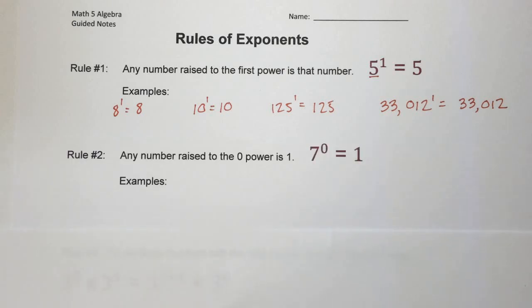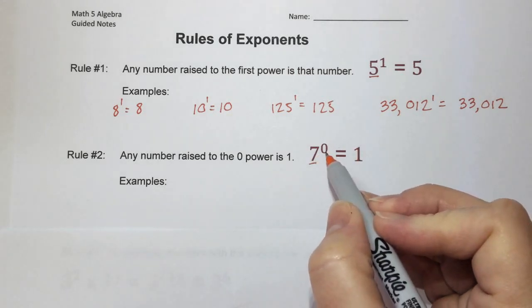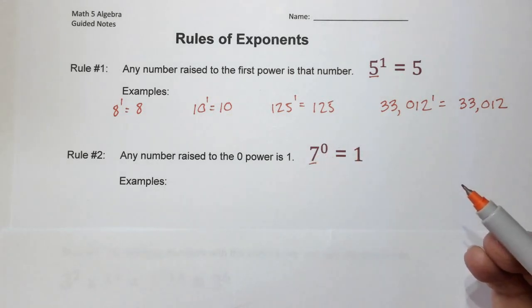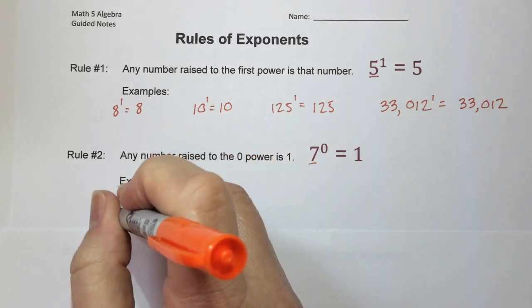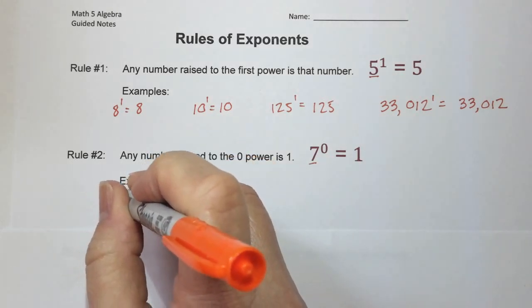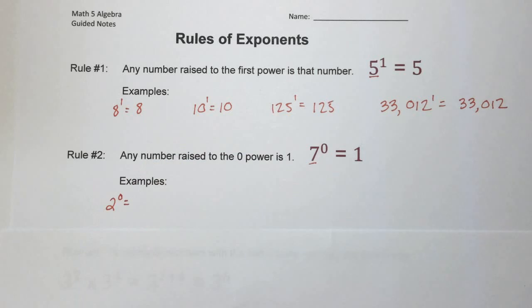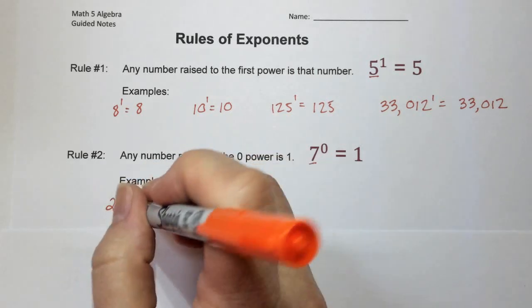Rule number 2 as well should be a review. Any number raised to the 0 power is 1. So here's my base number. It's being raised to the power of 0. And the answer is going to be 1. For instance, we could have 2 to the power of 0. That's a good example for you to write down. It's going to be 1.